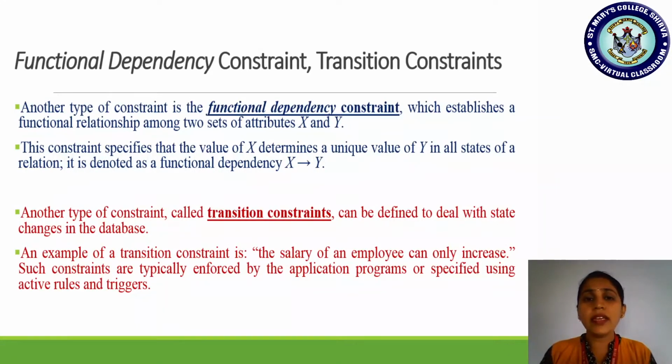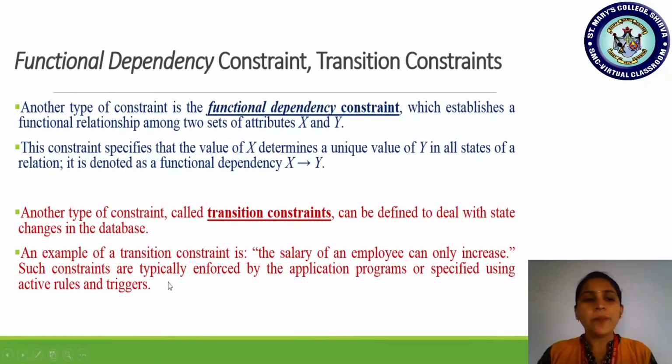So there will be an increase in the salary. Initially the salary will be some fixed value. After some duration, the salary value will be incremented with some new amount. Are you all understanding? So a transition constraint is defined to deal with the state changes in the database.